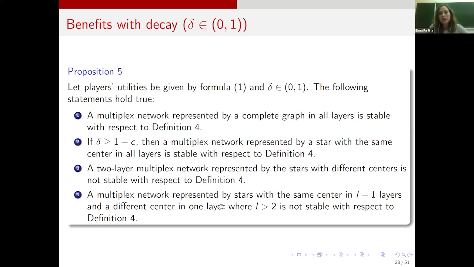And these two results specify that we can never obtain two-layer multiplex networks with the star with different centers according to definition 4, if we have decay in benefits. And we can say the same result for the same condition, so never a stable network, if we have L layers, but the star has a center with L-1 layers and a different center in one layer.